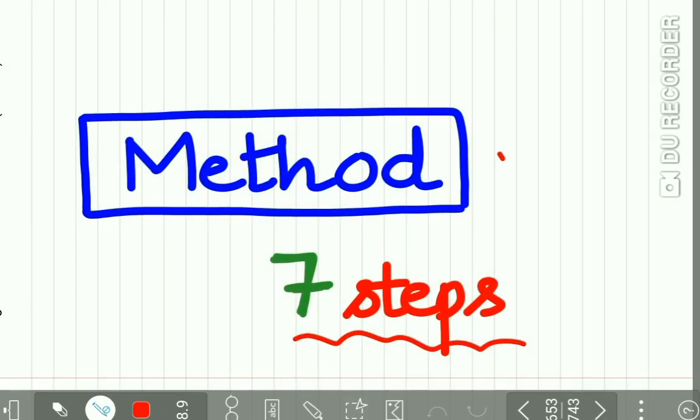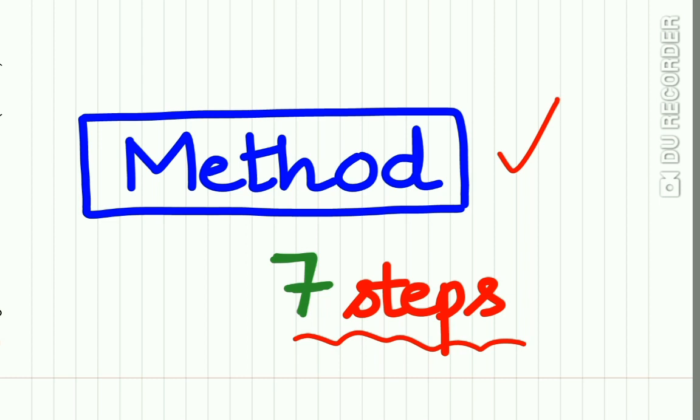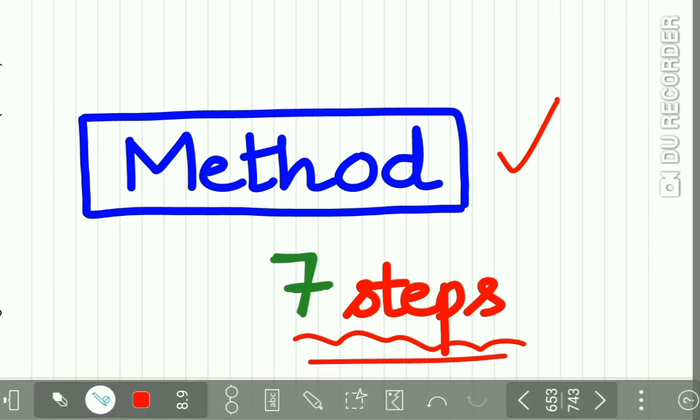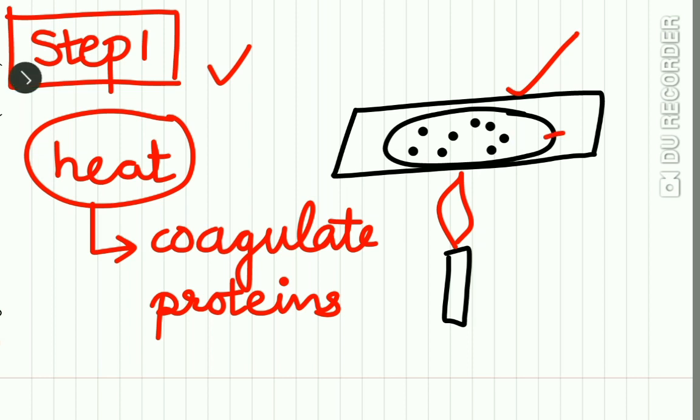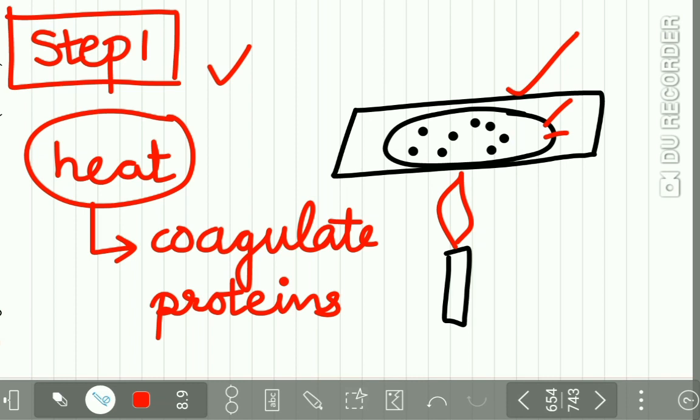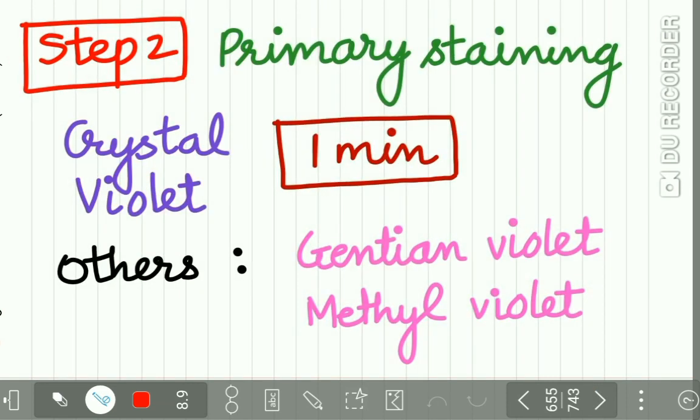So, to remember the entire process of gram stain, let us divide it into 7 easy steps. In step 1, the smear of the bacteria is heat fixed. So, heat is applied to this smear and it is fixed. Because of the application of the heat, the proteins in the bacteria are coagulated and the bacteria is fixed to the glass slide.